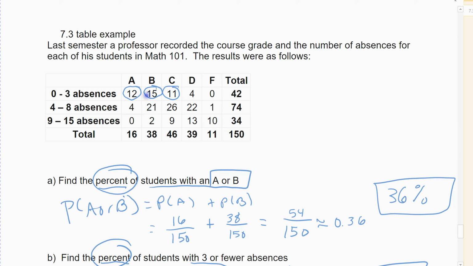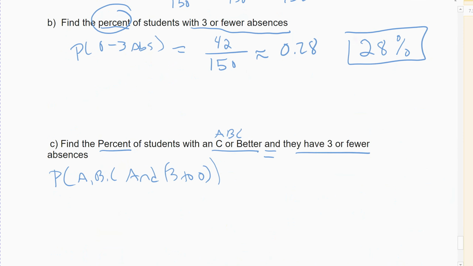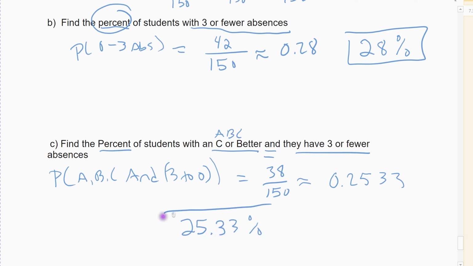So we've got 38. So 38 out of 150 have an A, B, or C, and they only missed 0 to 3 days. Alright, so 38, and again, find the decimal approximation for that. So 0.25333, and so I'm just going to go 4 decimal places. So the percent would be 25.33%. And again, on a quiz, it'll tell you to round to 1 or 2 decimal places or round to the whole number. Just make sure you round appropriately, and make sure you give it as a percent if that's what it's asking for.